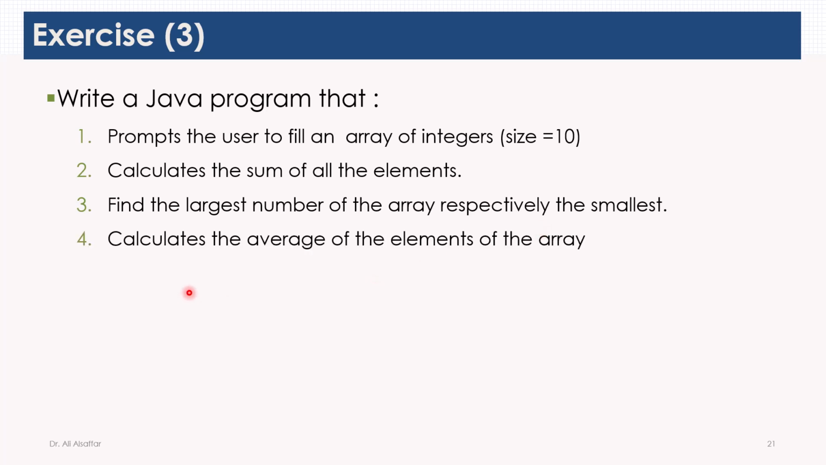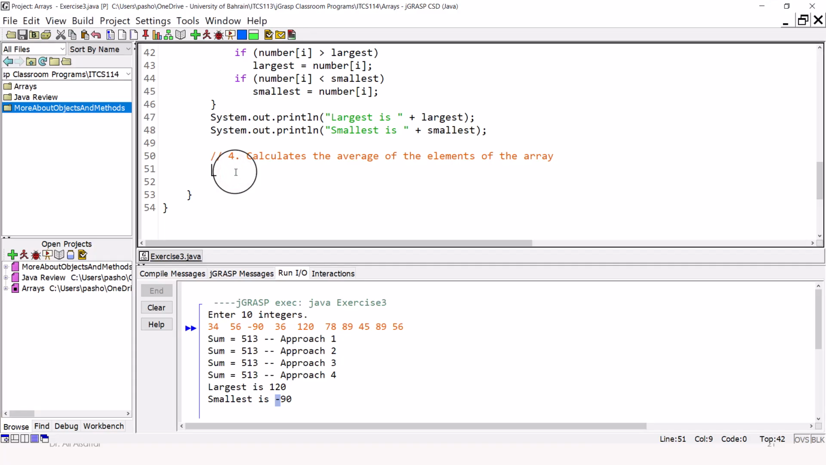In part 4, we need to calculate the average of the elements of the array. And this is very simple to do because in part 2, we have already calculated the sum. So simply we divide the sum over the array size, which is equal to 10. To compute the average, we need to define a variable for the average, and we are going to call it average. And it's equal to sum divided by 10.